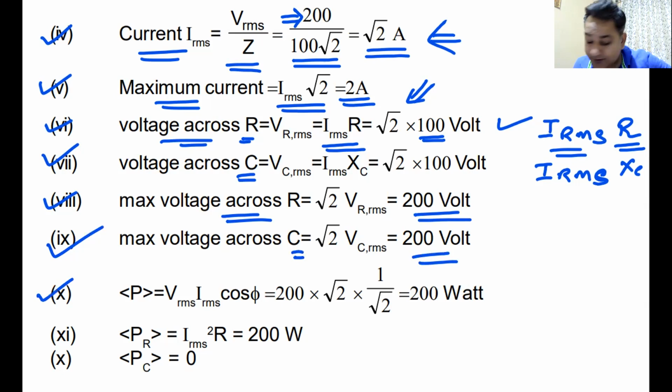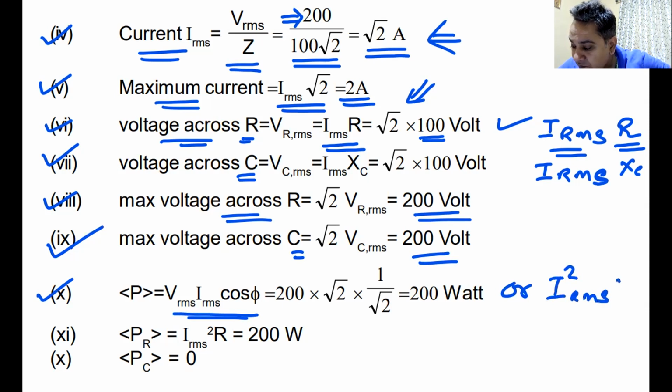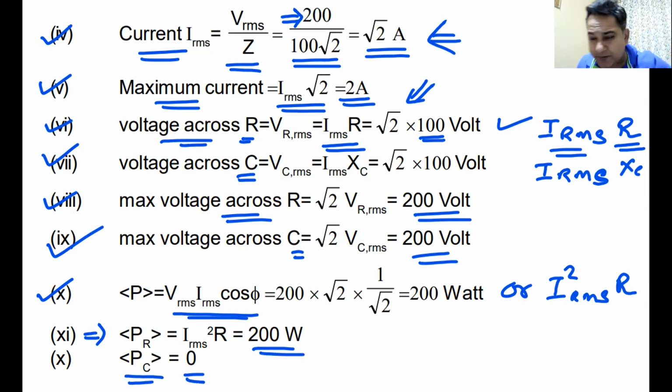Average power, active power is VRMS into IRMS into cos phi, or you can find it using I square RMS into R. You will get the same answer. Here PR means power across the resistor. Power across the capacitor: a capacitor does not consume any power.